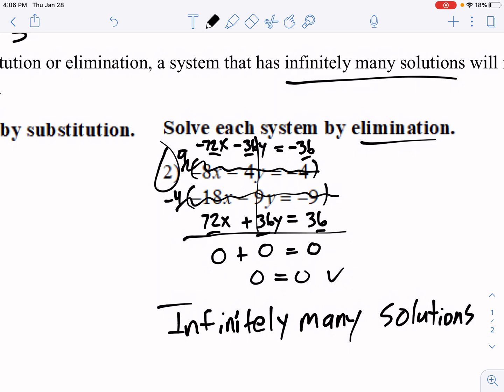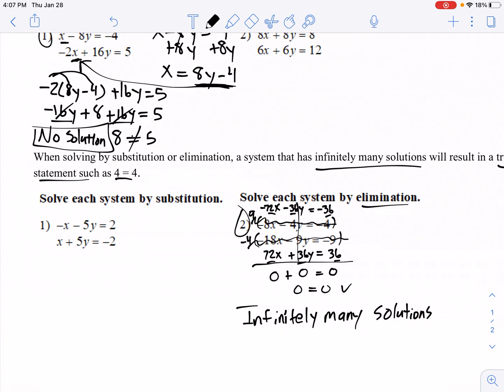Okay, so anytime we have a true statement, we have infinitely many solutions. Anytime we have a false statement, we have no solution. Okay, so that would be our answer.